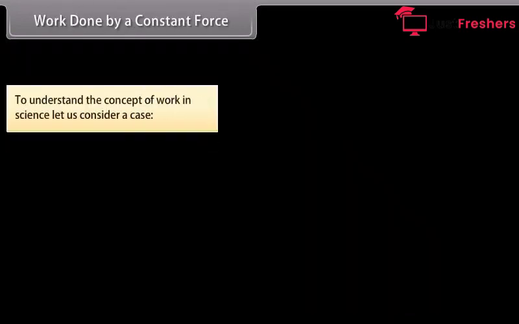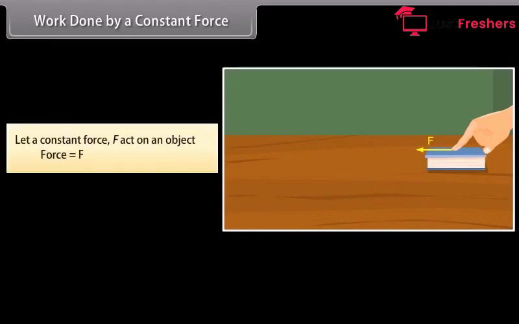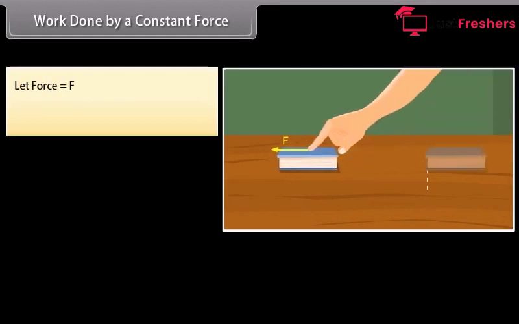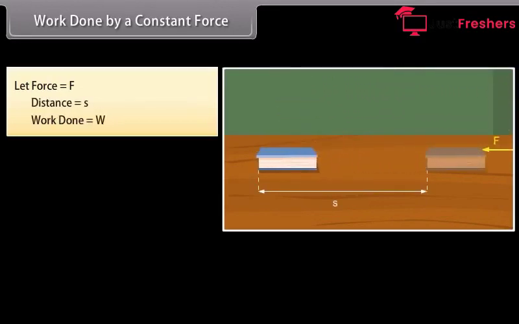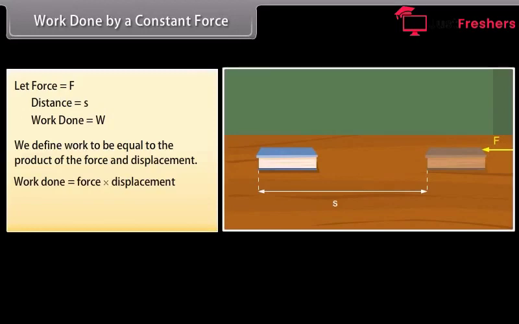Work done by a constant force. To understand the concept of work in science, let us consider a case. Case is, the force is acting in the direction of displacement. Let a constant force F act on an object. Let the object be displaced through a distance S in the direction of the force. Let W be the work done. We define work to be equal to the product of the force and displacement. Work done is equal to force into displacement, or W = F × S.